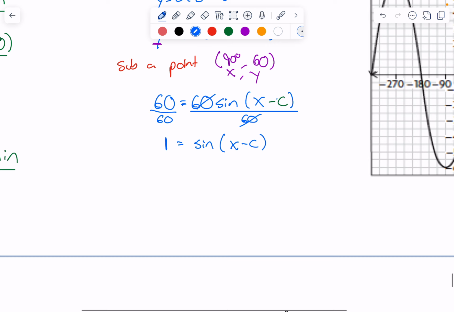Now we need to get rid of this sine right here. So how do you bring sine across? Do you divide by sine? No, do not do that. You take the sine inverse. So the sine inverse of 1, and you would do that to this side too technically. So these would cancel, and you get X minus C.